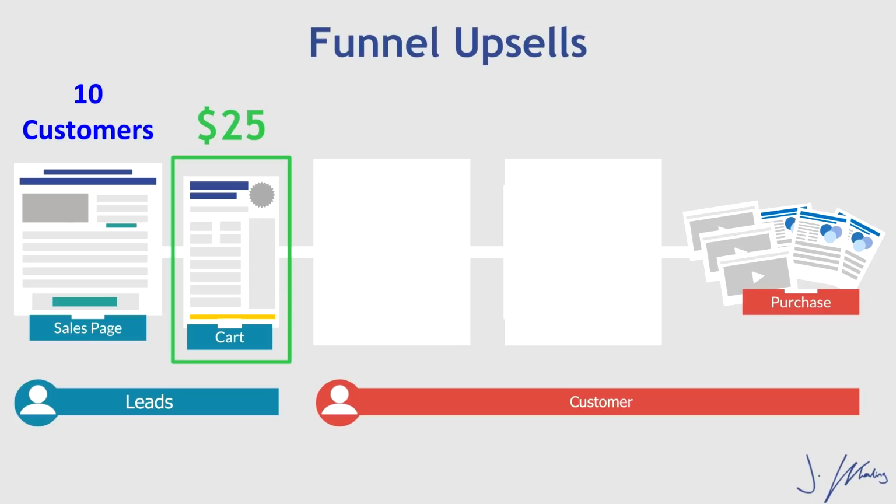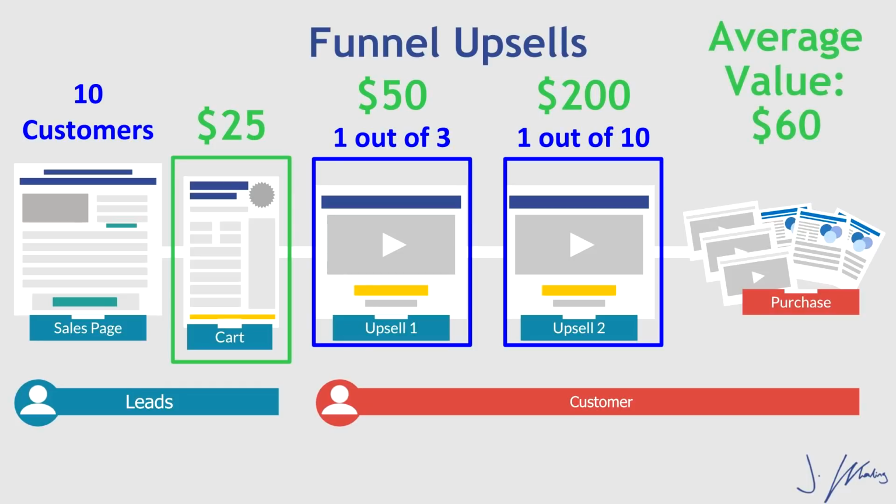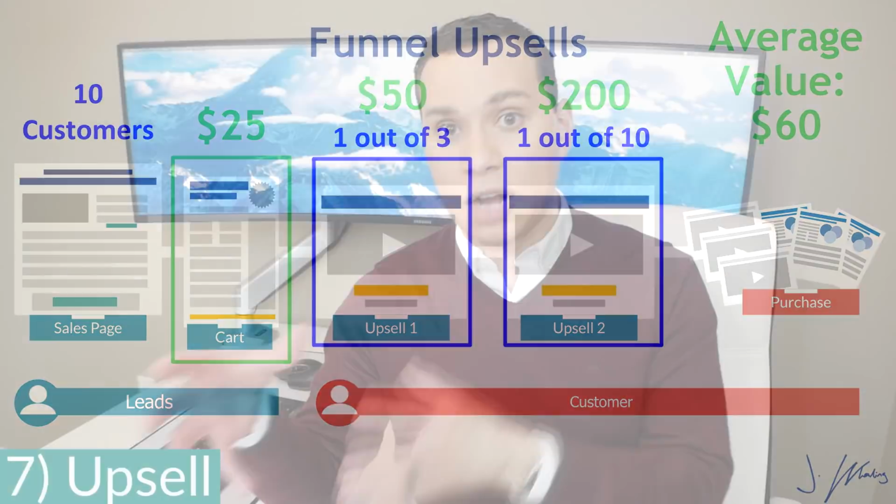But what we could do is we could make some other offers to see if we can increase the amount of money we make on average with each new customer and provide them more value. So let's say we add 2 upsell offers, one at $50 and one at $200. And let's say 1 out of 3 people take the $50 offer and 1 out of 10 takes the $200 offer. Well, when we do the math again, all of a sudden our average transaction value over 10 people, instead of just being 25, winds up being 60. And that is with just a very low take rate on your upsell offers.